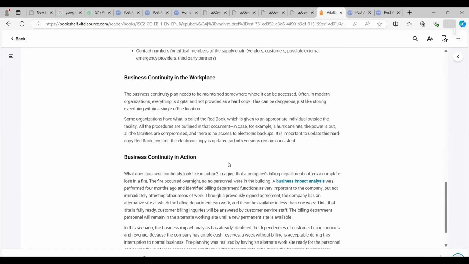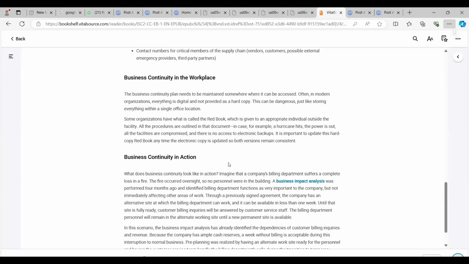So we have business continuity in the workplace. The business continuity plan needs to be maintained somewhere where it can be accessed. Often, in modern organizations, everything is digital and not provided as hard copy. This can be dangerous, just like storing everything within a single office location. It's like storing your business continuity plan in the server, and then they hack the server too. So how do you bring out the business continuity plan when they've hacked the place where you store it?